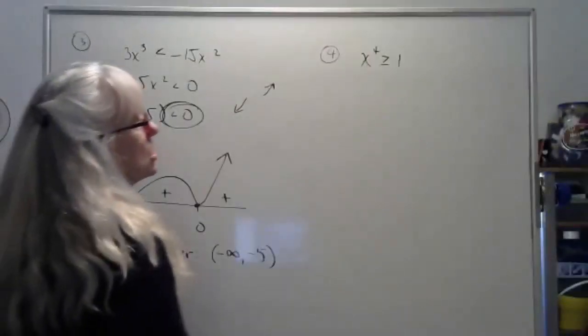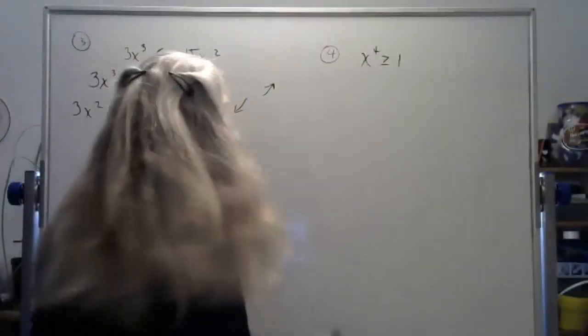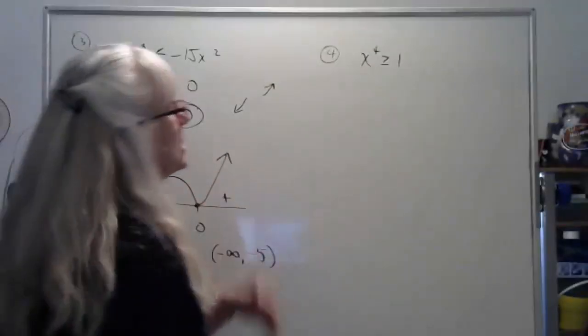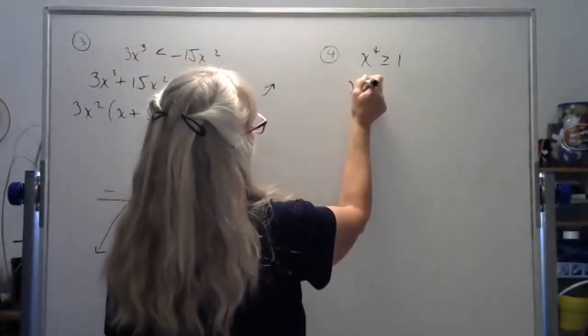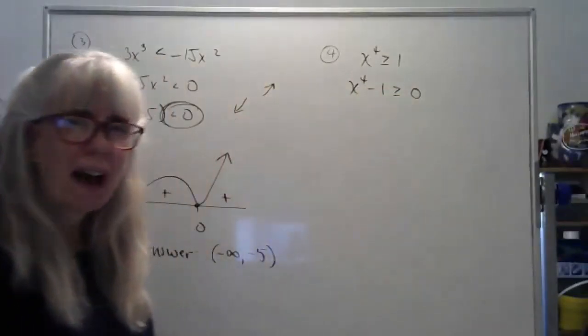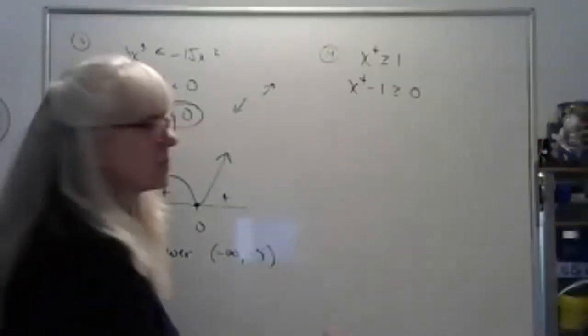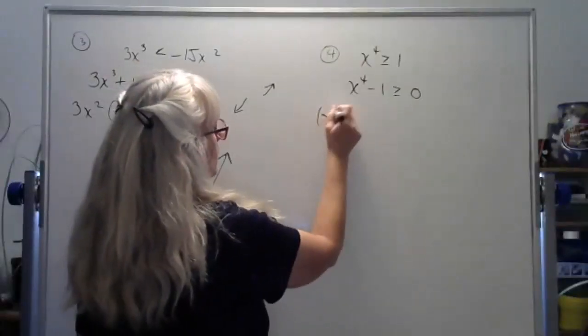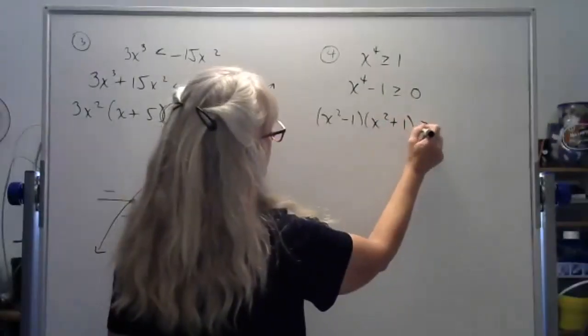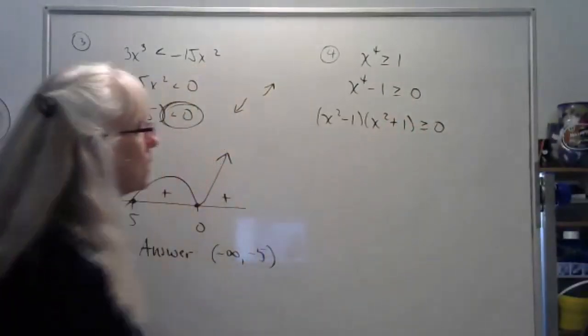Okay, so same issue. In order to do this analysis, we need to know where it's above and where it's below the x-axis. So we have to compare it to 0. So we're going to move the 1 over. At that point, I need to factor that. So we'll factor it as the difference of squares. So that would be x squared minus 1 and x squared plus 1 greater than or equal to 0.